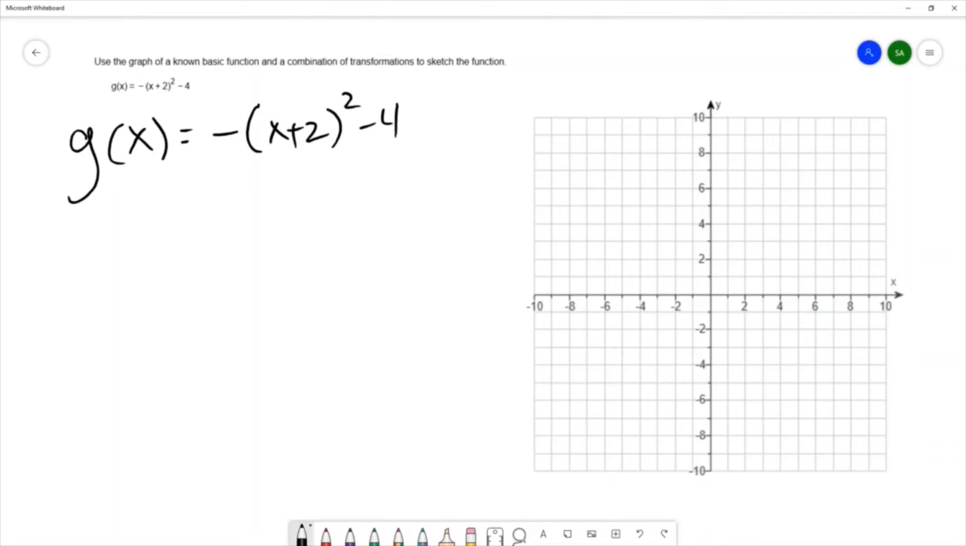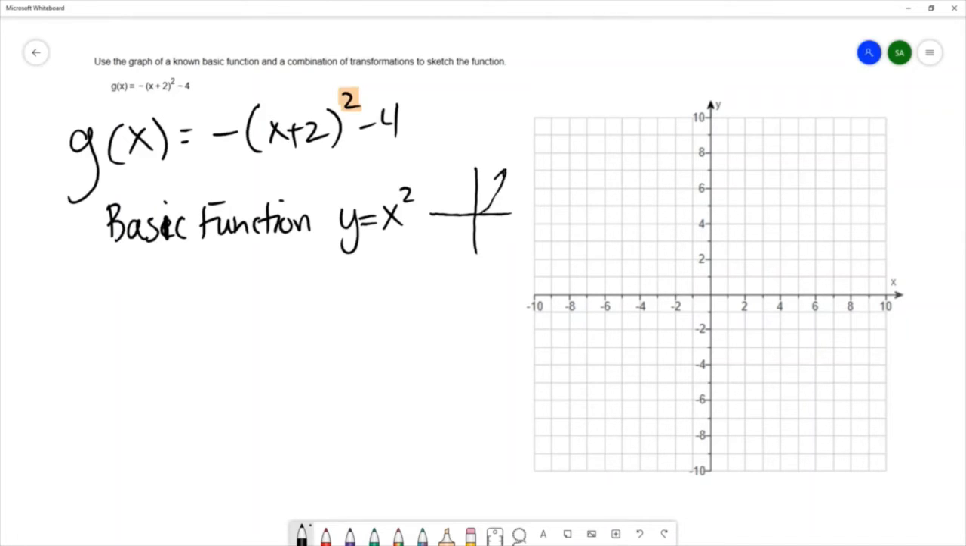So we want to figure out what the basic function is first, and we have a clue right here. Our clue is this squared. So our basic function is y equals x squared. And we know the graph of that is a parabola where the vertex is at 0, 0.